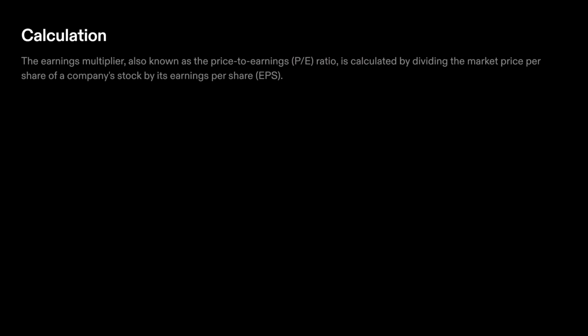Here's how it works. 1. Calculation. The earnings multiplier is calculated by dividing the market price per share of a company's stock by its earnings per share. The formula is expressed as follows. Earnings multiplier equals market price per share divided by earnings per share (EPS).